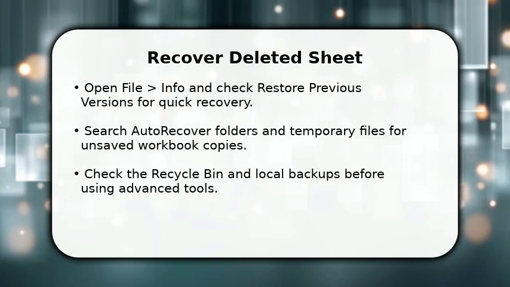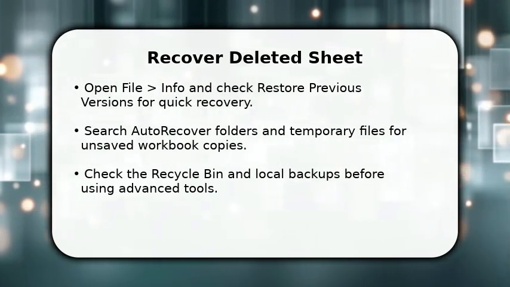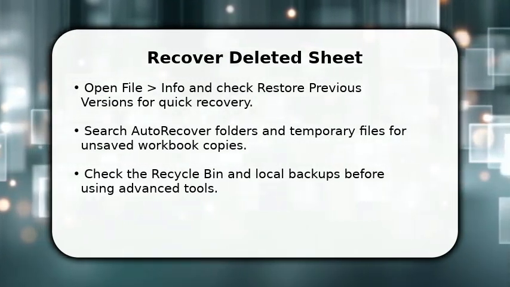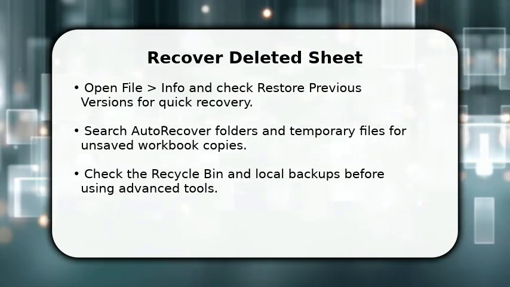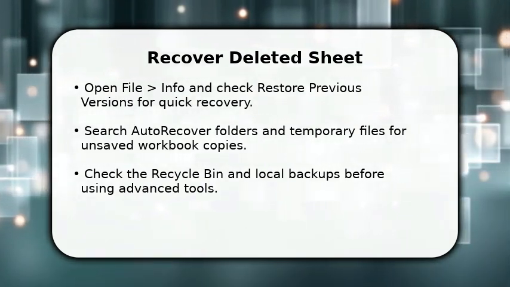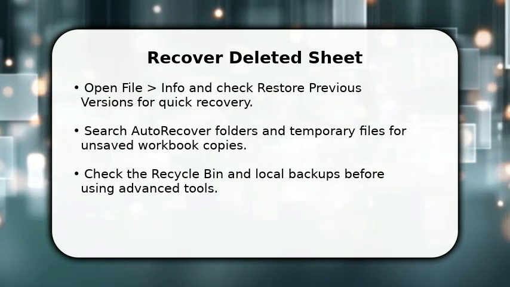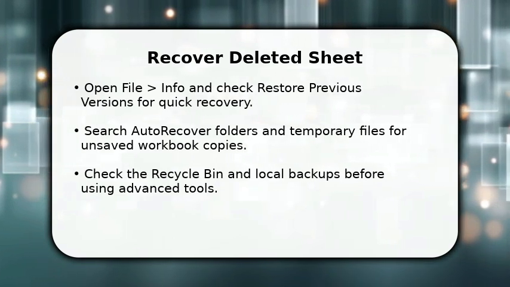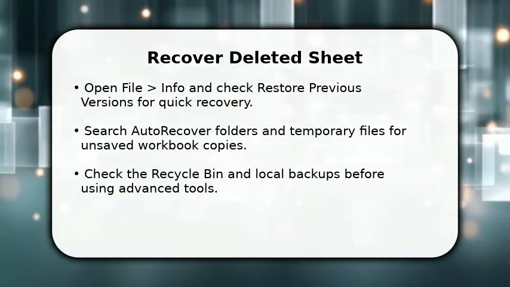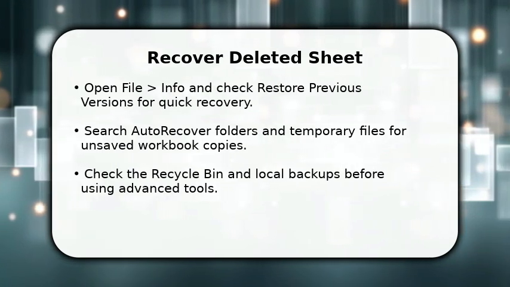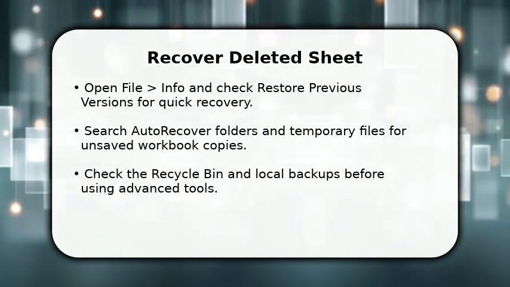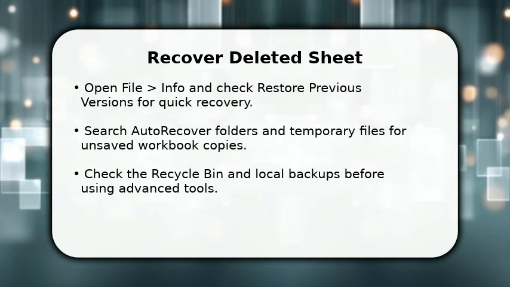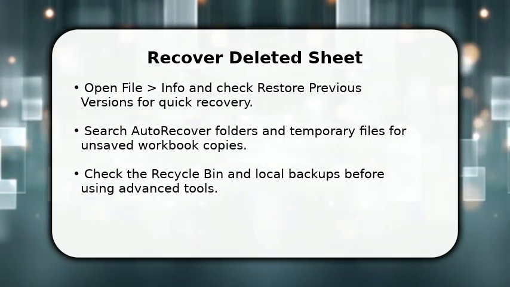In this video, I will show how to get a deleted Excel sheet updated. Open the workbook and check file info for restore previous versions, then inspect auto recover files and the recycle bin for backups. If you use OneDrive, check version history and restore the file copy. For shared workbooks, ask colleagues to check their local copies. Save recovered sheets to a new file immediately and enable regular backups to prevent future data loss.